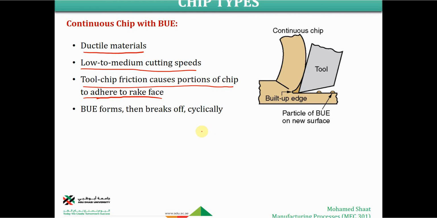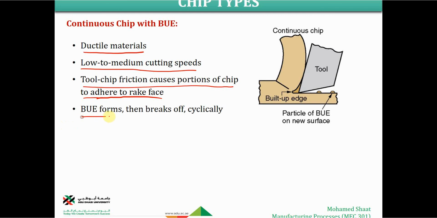And the main reason behind the build-up edge formation is the melting of some of the chip particles, or a portion of the chip, because of the very high heat at the cutting edge. This will make the chip adhere and stick to the top rake surface of the tool, and this will badly affect the quality of the obtained surface and will badly affect the tool, and it would break the tool and damage the tool as well.